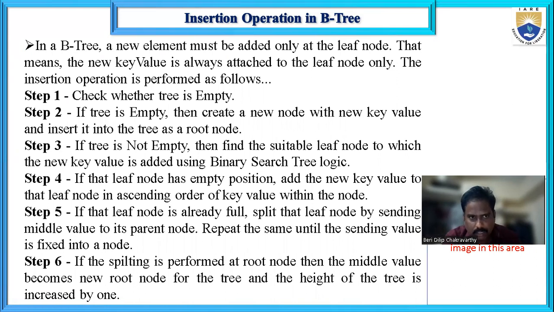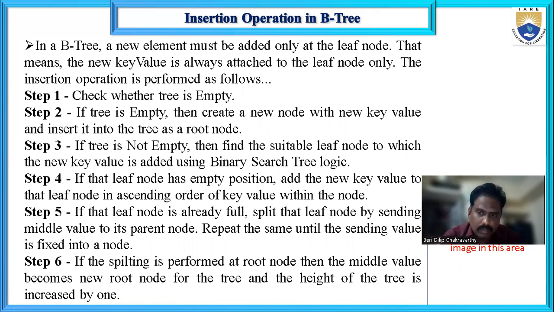The insertion operation is performed as follows. Check whether the tree is empty. First of all, I need to check whether the tree is empty. If the tree is empty, then create a new node with the new key value and insert it into the tree as a root node. Why? Because the tree is empty.